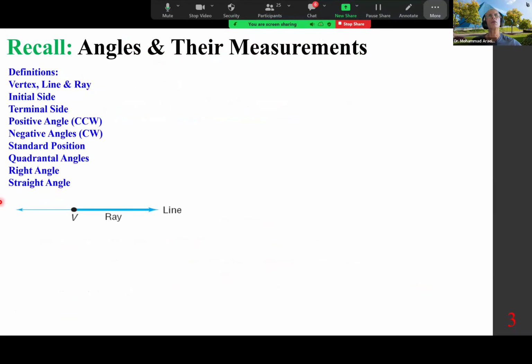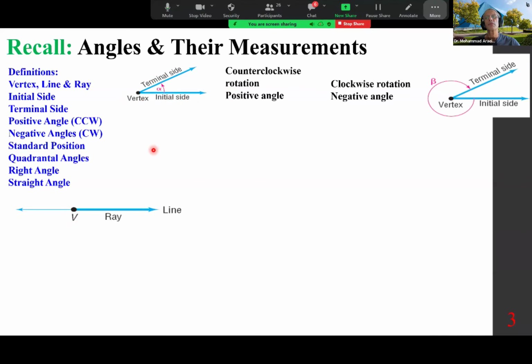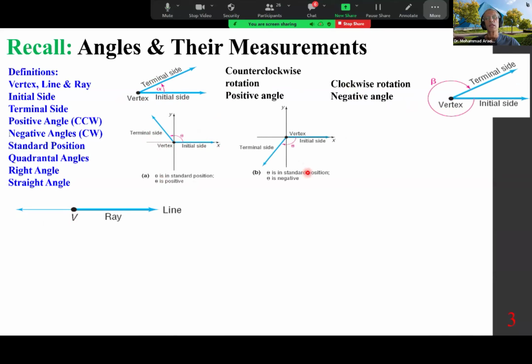So, reminding you of what we have seen: definition of a vertex, line versus ray, initial side, terminal side, counterclockwise, positive angle. Clockwise rotation is a negative angle. Standard position: the initial side is along the x-axis, and in this case, counterclockwise is positive. This one is negative.